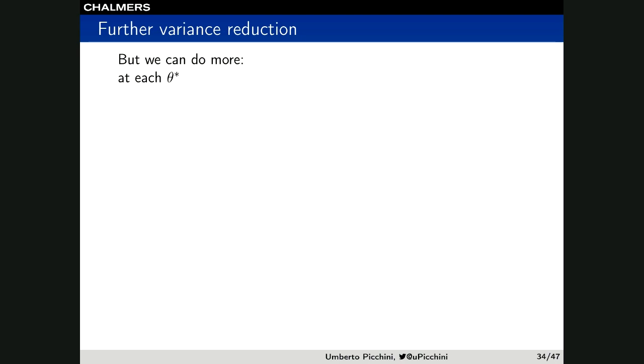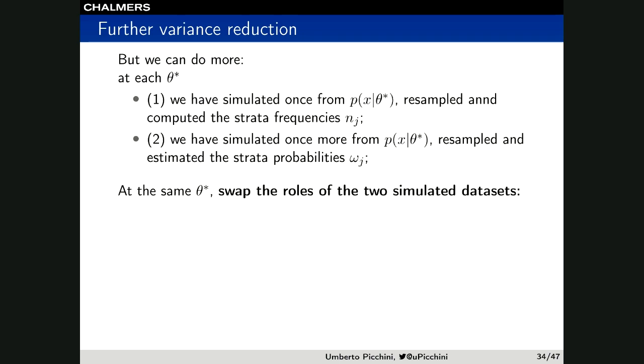So can we actually even reduce further the variance from this approach? Yes, we can do that. We can do something even more. At each proposed parameter, this is what we did until now. We simulated once from the model, we resample, and we obtain the strata frequencies. We simulate once more, we resample, and we estimate these probabilities. So we obtain one ABC likelihood approximated with stratification.